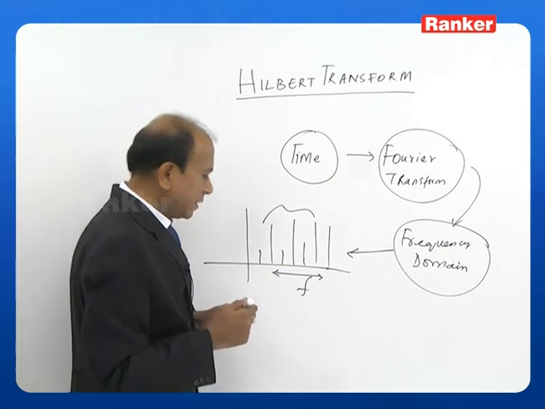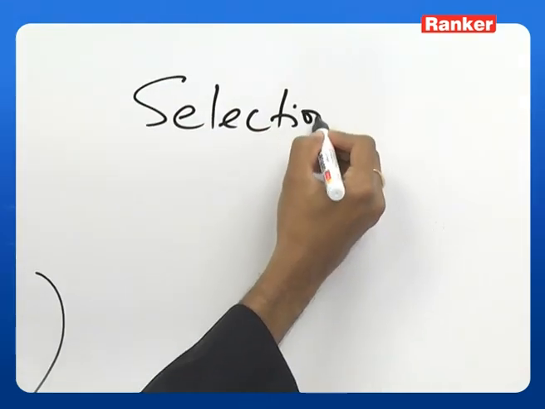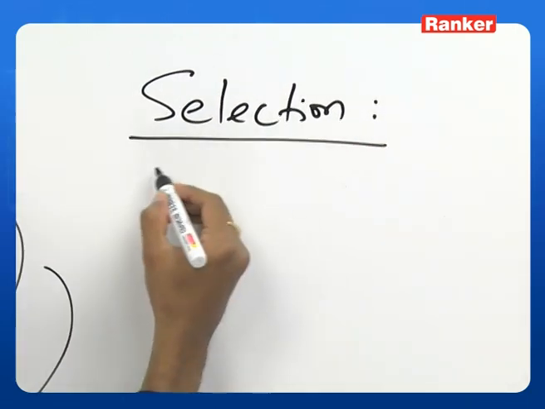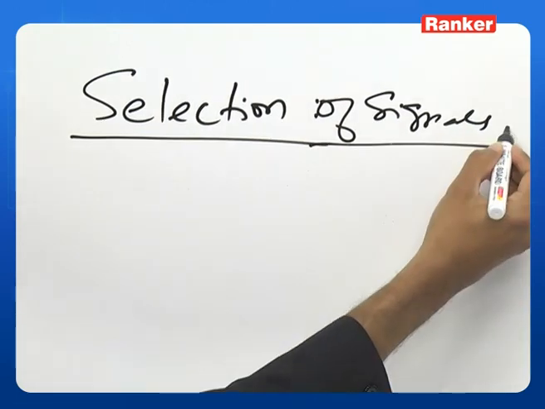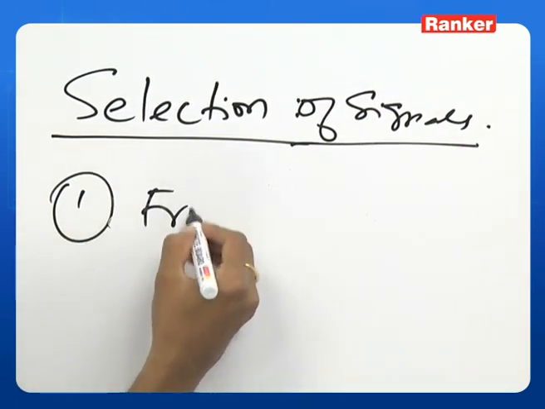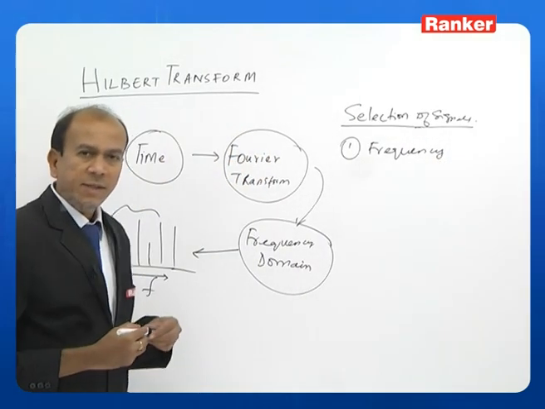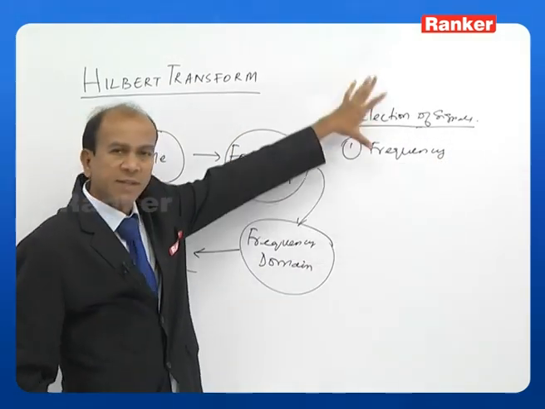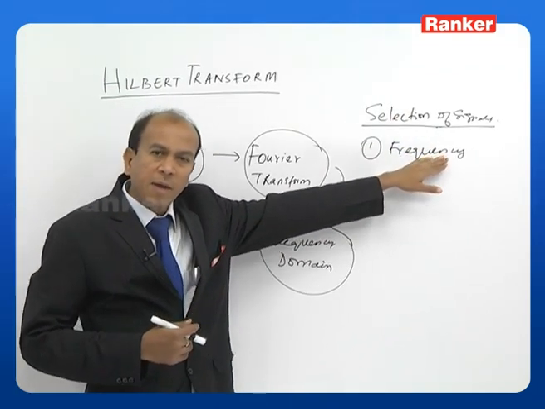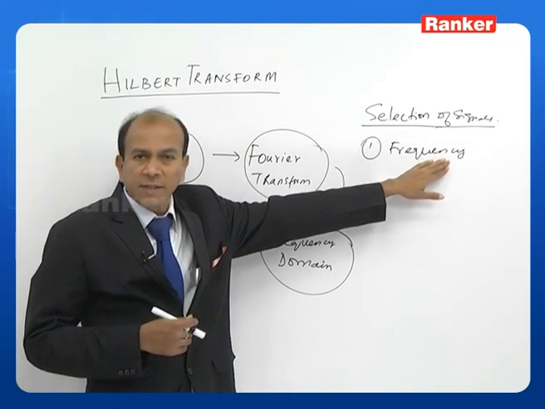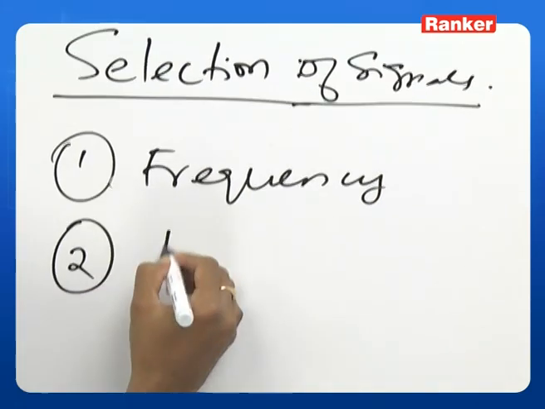That means in selection of signals, one method is using frequency. I want to select a particular batch of signals, so I get the frequency domain representation of the signals, and based on the frequency, we select them. That is one. The second one is what is called phase selection.